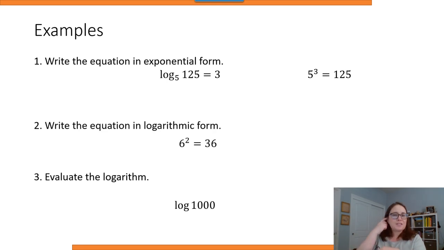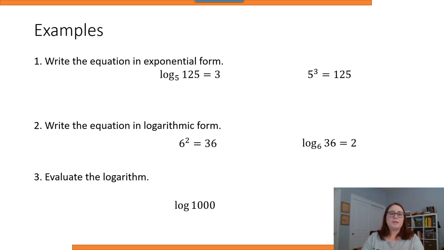Oh, and there's my second question. Now let's take 6 squared equals 36 and convert that to log form. So the base is 6. That will be the base on the log. The 2 is the exponent. It will be by itself on the other side from the log in log form. So this is going to be log base 6 of 36 equals 2. Okay, so that's a little practice with converting.